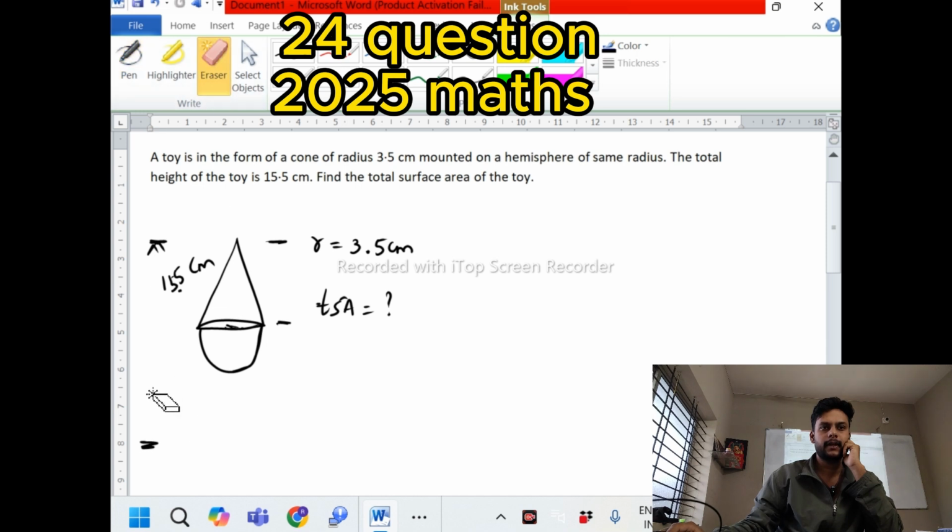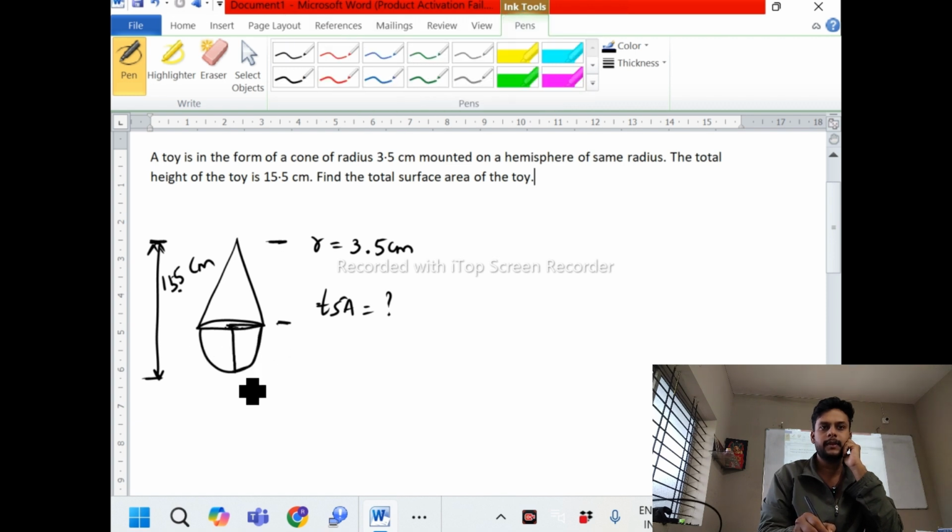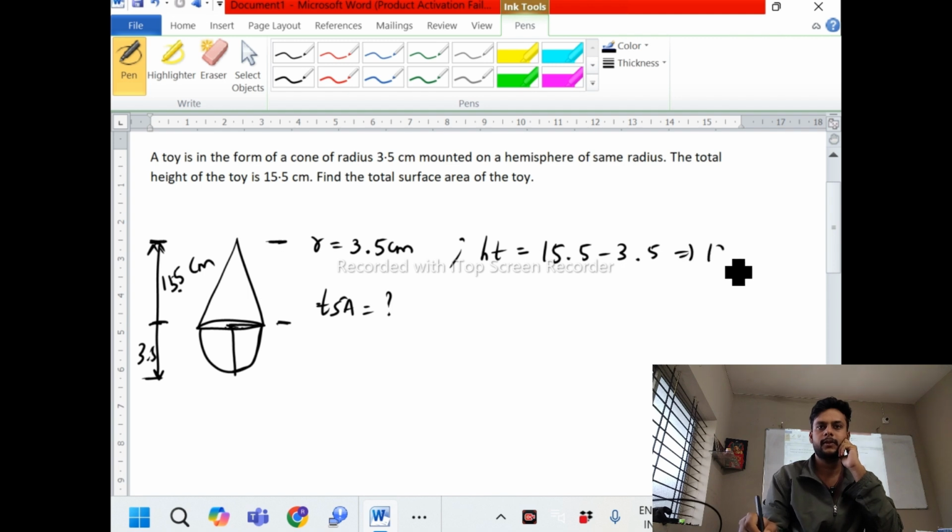15.5 centimeter is the height of the toy. If this is 3.5, this also will be 3.5, correct? This is 3.5 centimeter. So the height of the cone is equal to 15.5 centimeter minus 3.5 centimeter. That is equal to 12 centimeter. This is the height of the cone.